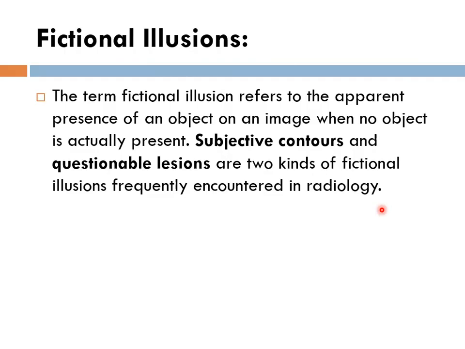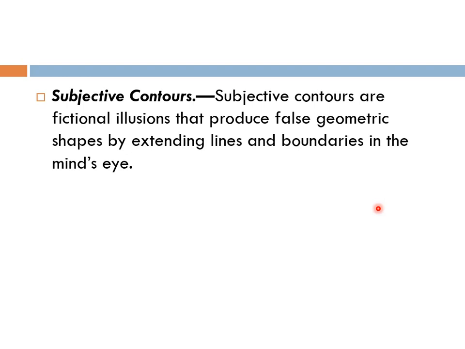Another type of illusion is the fictional illusion, which refers to the apparent presence of an object on an image when actually no object is present. We have two types: subjective contour and questionable lesions. Subjective contour leads to false geometric shapes by extending the lines and boundaries in the mind's eye. They make an image by extension of the lines and boundaries. You see things that are not there, and it's in your mind by the extension of the lines.